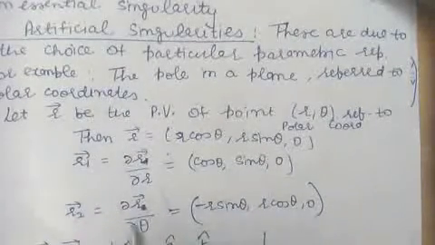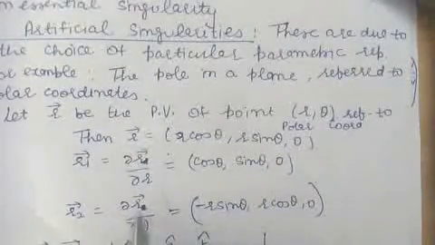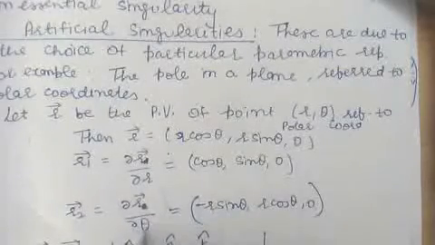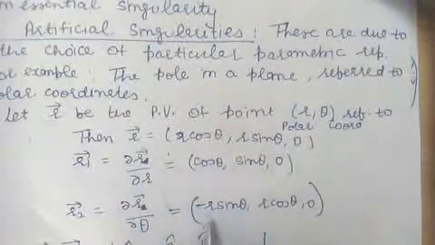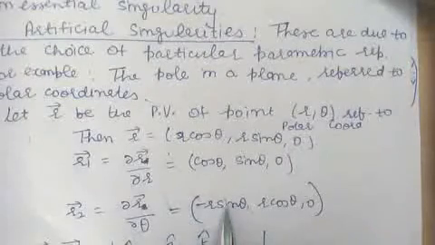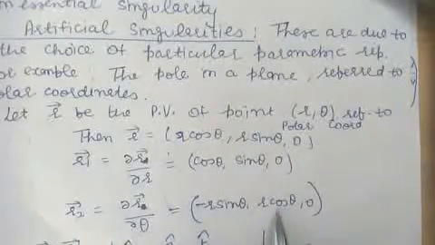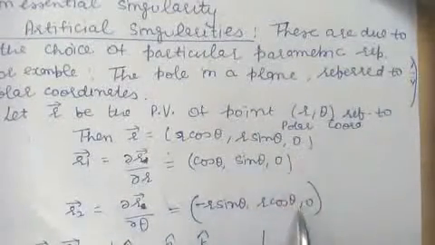Now r2 means the partial derivative of vector r with respect to parameter theta. So the derivative of r cos theta will be minus r sin theta, the derivative of r sin theta will be r cos theta, and the derivative of 0 is 0.